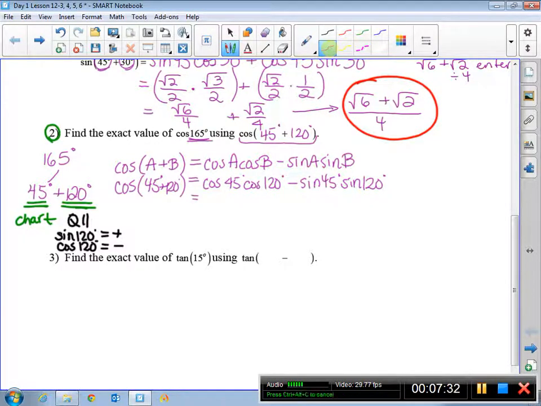The cosine of 45 is square root of 2 over 2. The cosine of 120, remember, is going to be negative. It's based on 60, and the cosine of 60 degrees is 1/2, so it's negative 1/2. Minus the sine of 45, and the sine of 120. Sine of 60, that reference angle, is square root of 3 over 2, and sine in quadrant 2 is positive.